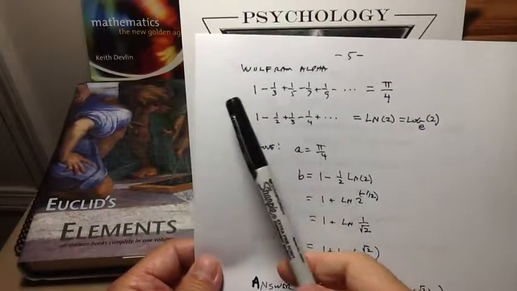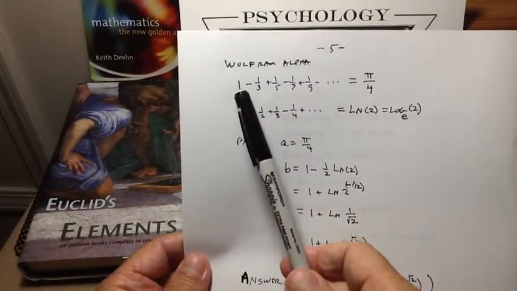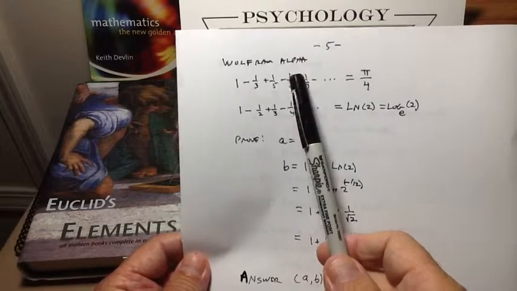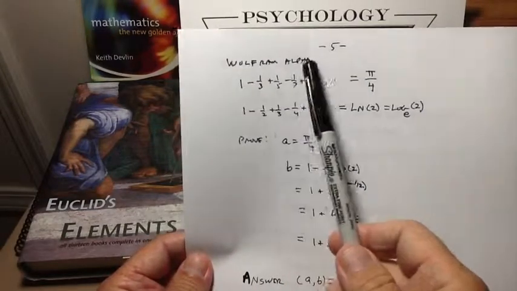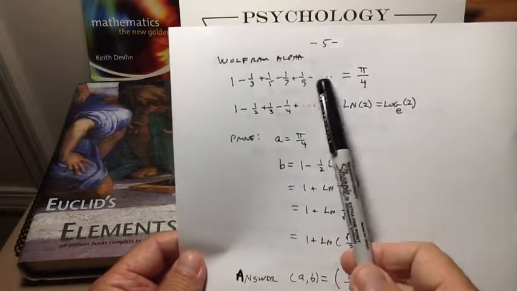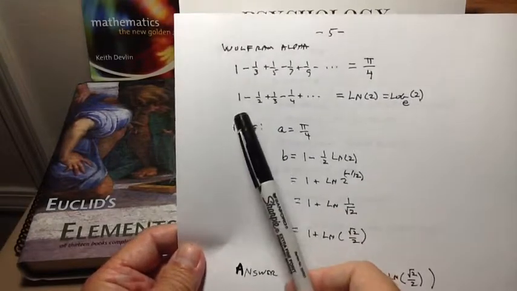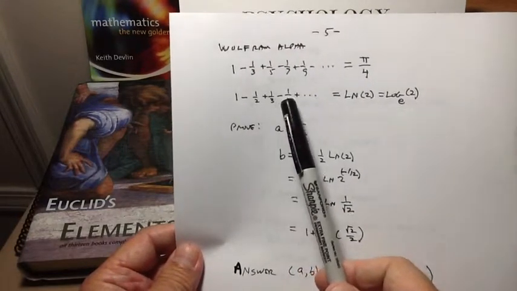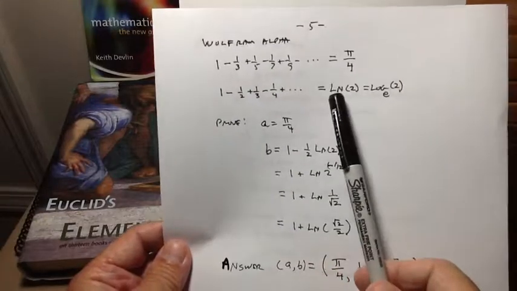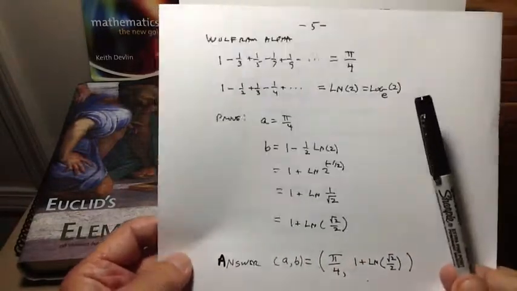Well, when you go through the same argument you did before, you're going to come into these two series. 1 minus a third plus a fifth minus a seventh and so on. And if you go to Wolfram Alpha and look that up, I don't expect you to know it now, it turns out to be pi over 4. And this series, 1 minus a half plus a third minus a fourth and so on, turns out to be the natural log of 2. And Wolfram Alpha will tell you both of those.